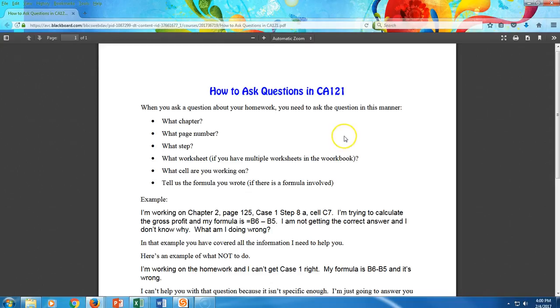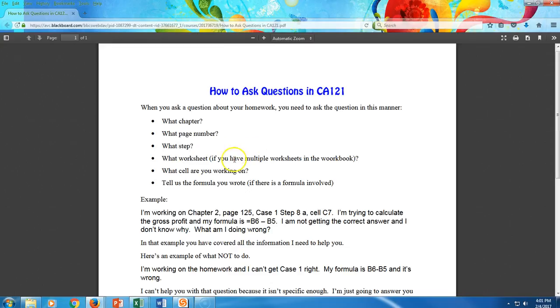So when you go to post a question in the discussion board about your homework, you have to give us all incredibly precise details. Number 1, what chapter are you on? Okay, don't assume that everyone knows because some people might be a little behind, some ahead. So you're going to tell us what chapter, what page number in the textbook you are working on, and on that page number, what step is it?